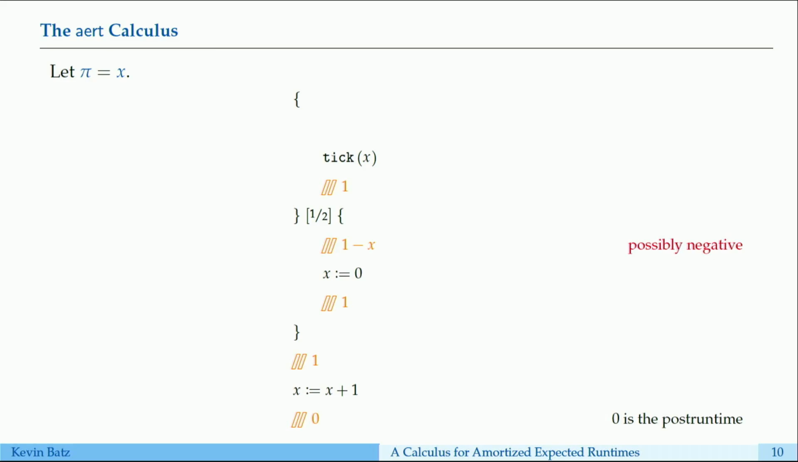Good, now we deal with this first branch here. Post-runtime is 1, tick x consumes x units of time, so we get x plus 1. And now we can compose the aert of the 2 branches. We get the following. With probability a half, we get x plus 1. With probability a half, we get 1 minus x. And if we simplify, then we see that indeed this operation runs in constant amortized expected time.